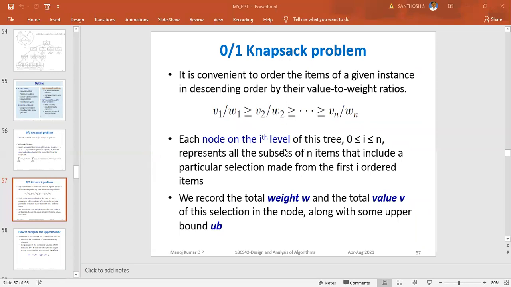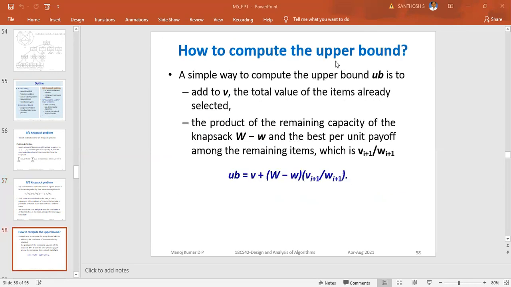So each node on the ith level, ranging from first to last, represents all the subsets that include a particular selection. So how to compute the lower bound and upper bound? Till now we have gone with the lower bound as the minimum of the least value of each item. Now you come to computing the upper bound.